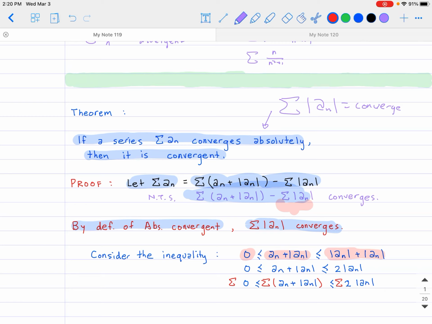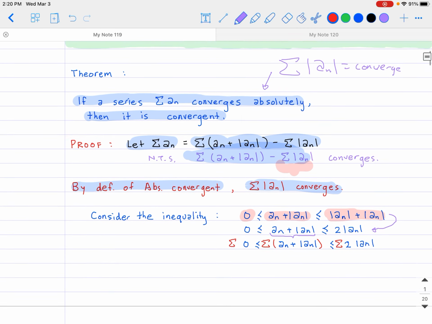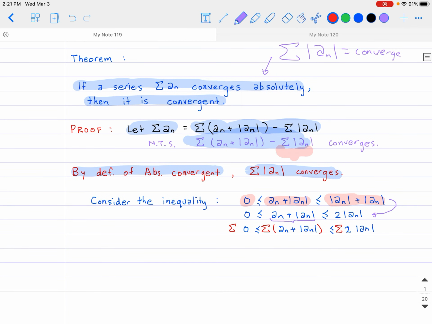Now, taking the right-hand side right here, we can simplify that into 2 times the absolute value of a of n. Now, keep in mind that the middle part right here is what I'm trying to show is convergent. So now I'm going to throw the summation sign in front of every single one of these inequalities. At this point, here's what you should notice. This right here is what I'm trying to prove is convergent. So that's what I need to show is convergent.